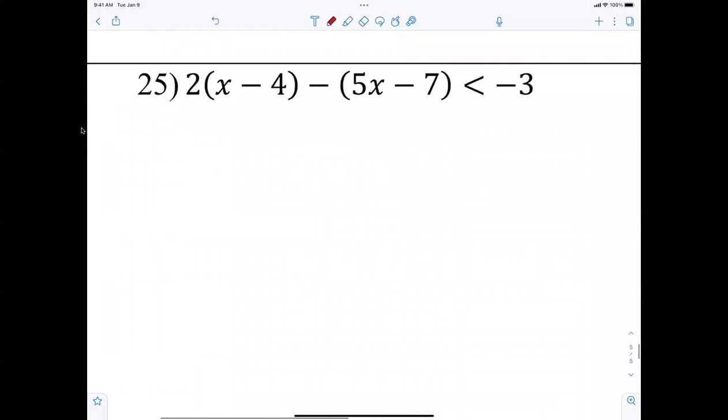Okay, 25. I don't think there's an easy way to do this. So let's practice distributing a 2. So we end up with what? 2x minus 8. Distribute the negative. Minus negative 5x, not minus negative. Yes, there we have it.